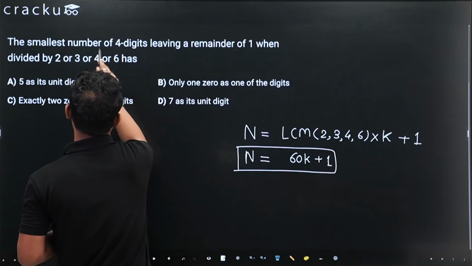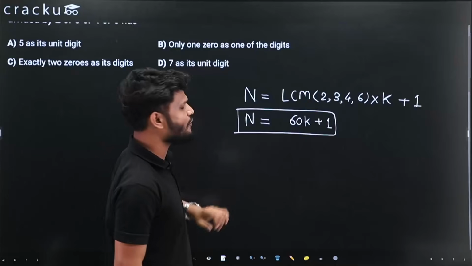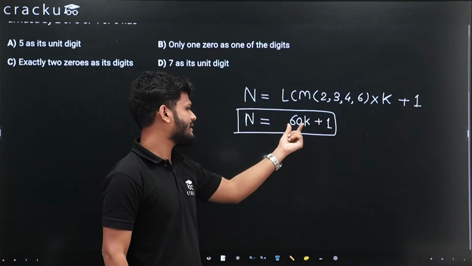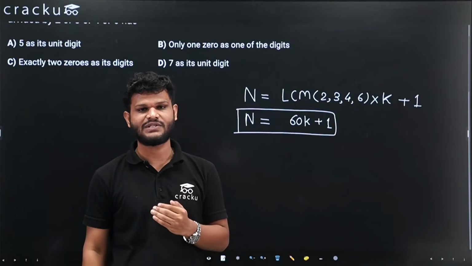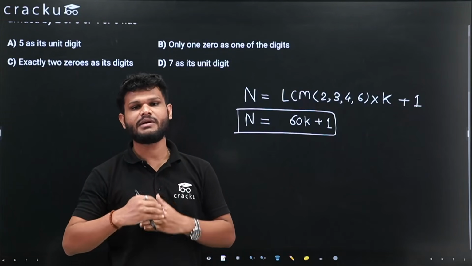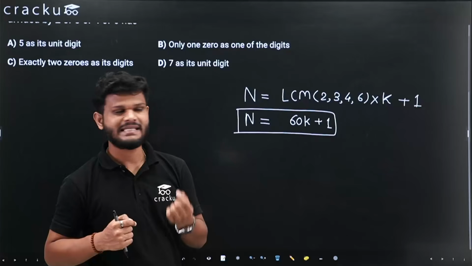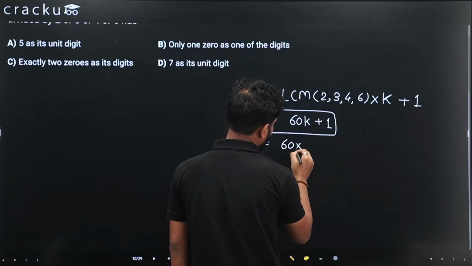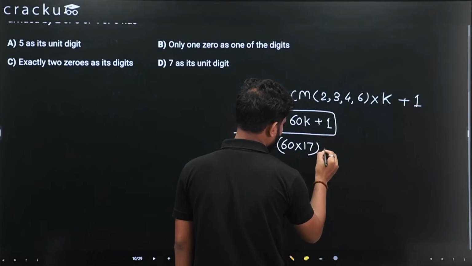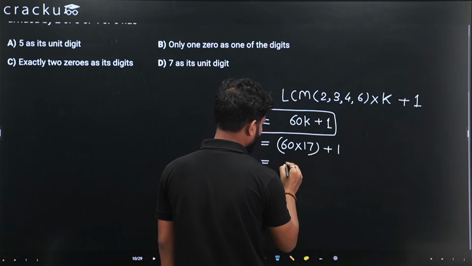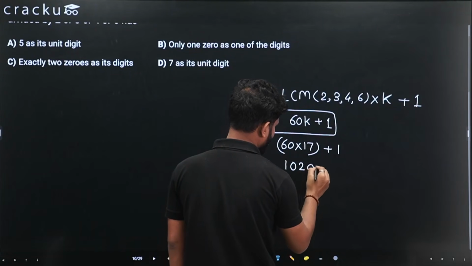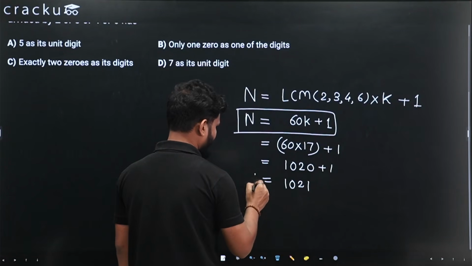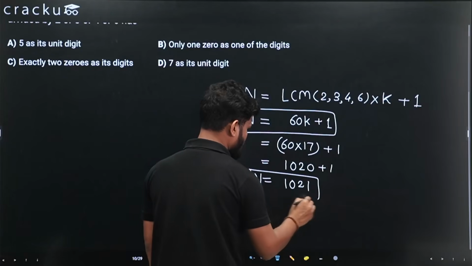What do we want? We want the smallest 4-digit number. So how would you find the smallest 4-digit number? If you put k is equal to 16, this will be 960 plus 1, which is 961. It is a 3-digit number. So k should be more than 16. It should be 17. If you put k is equal to 17, this will be 60 into 17 plus 1. So this will be 1020 plus 1, or 1021.